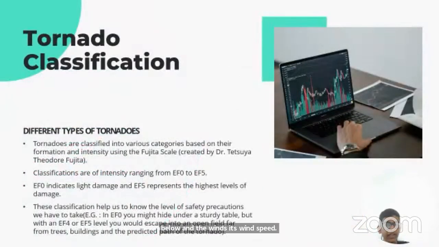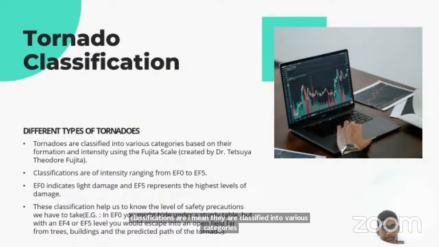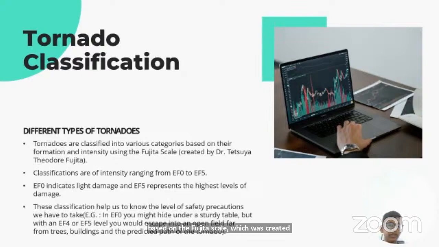And there are different types of tornadoes. They are classified into various categories based on the Fujita scale, which was created by Dr. Tetsuya Theodore Fujita. Classifications range from EF0 to EF5. EF0 indicates very light damage, and EF5 shows the highest level of damage. This classification helps us know the level of safety precautions we have to take.